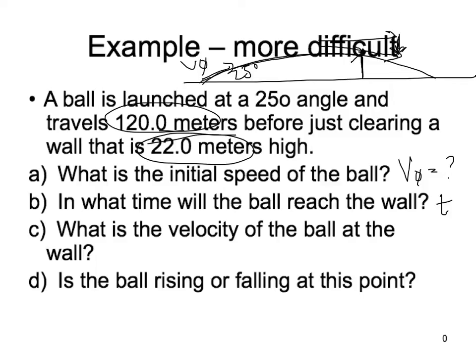Okay, so I'm going to go to the next page and start solving it, but I know that my x is 120. I know my y is 22. And that is pretty much all I know. I mean, I have an angle of 25 degrees, but I can't say anything about v sub y because it's not 0, it's not the highest point, so I don't know. But I'm going to start with the x and the y, and I'm going to go ahead and start solving it.